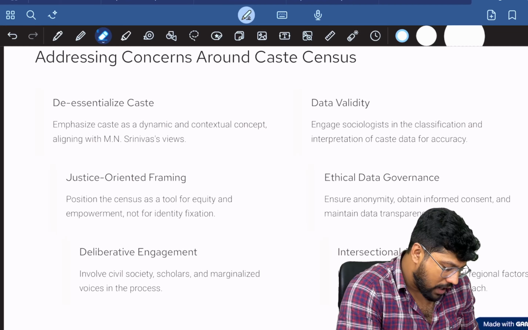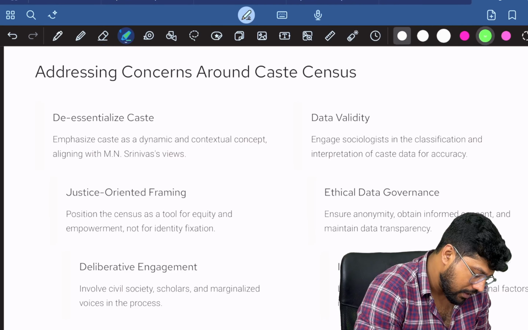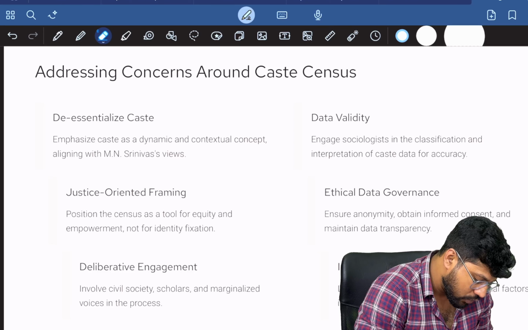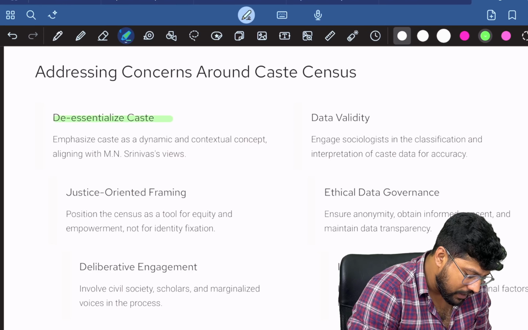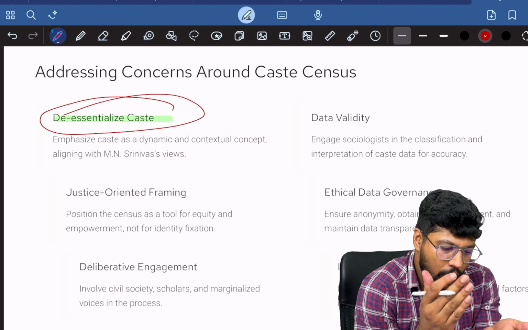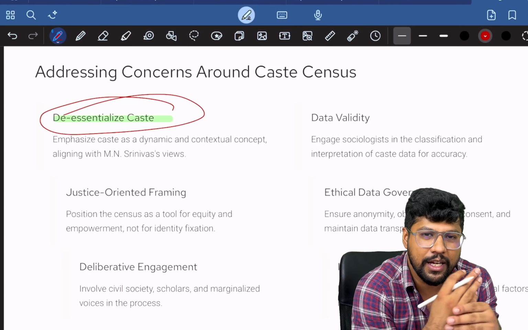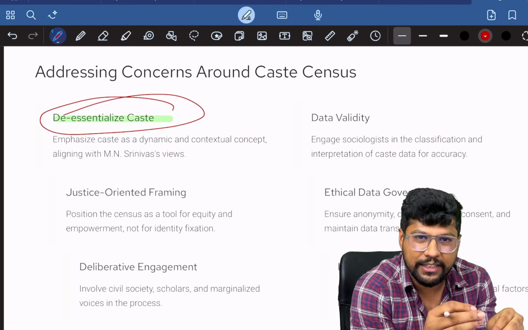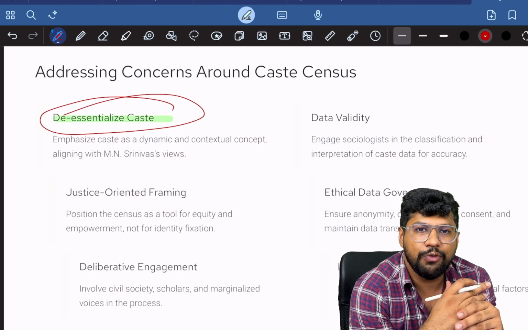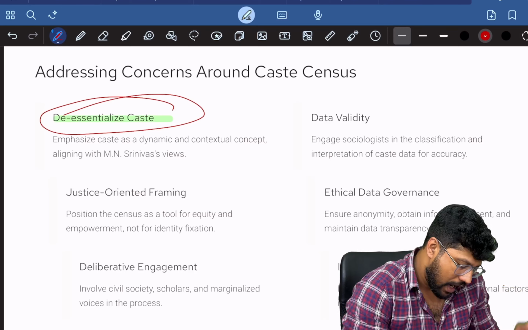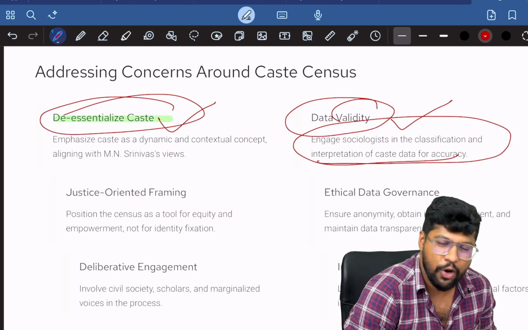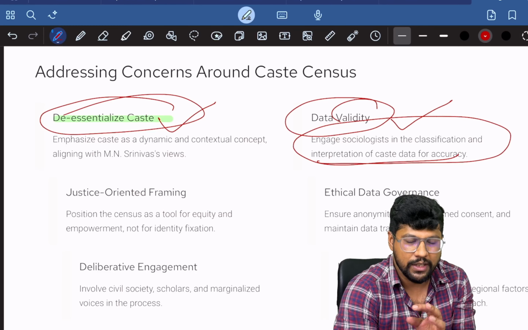Okay, now what can we do to address the concerns around the caste census? One viewpoint is to de-essentialize caste. To de-essentialize caste, or to get rid of caste, we need to understand the present aspect of caste. I already told you, if you are not enumerating the caste census, or not recognizing the existence of the caste system, we cannot get rid of it. To get rid of the caste system, we need to understand its present status, and we need to have valid data.